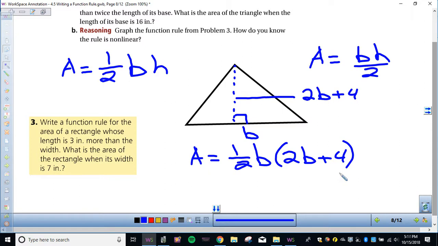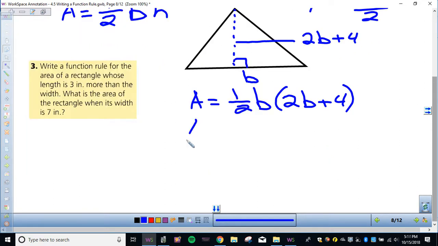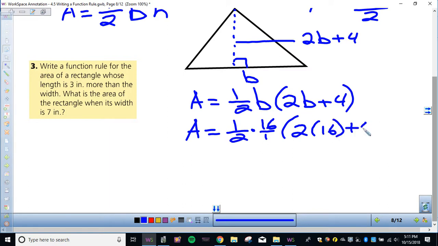So they tell us that the base is 16 inches. So we're going to plug that 16 in for both of these b's. So 1/2 times 16. If it helps you to understand to put the 16 over 1, do so. Remember, when you multiply these fractions, you multiply straight across, top and bottom. We're going to continue to plug in. So 2 times 16 plus 4.